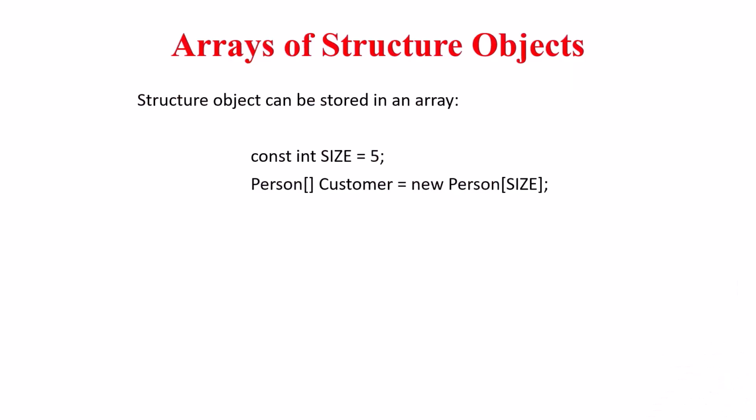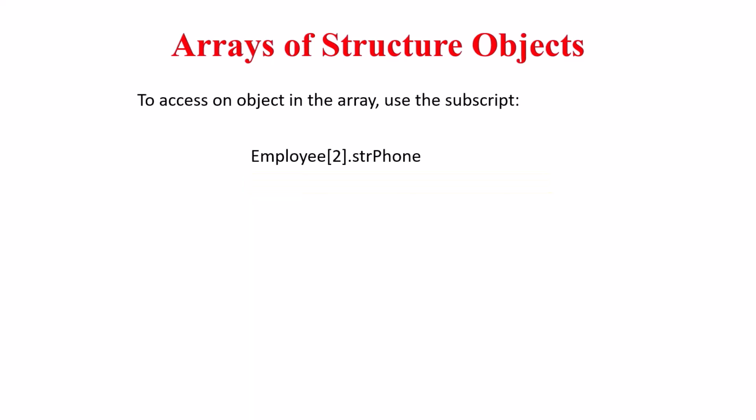Here we have an example of a constant integer size 5, and we're taking the person structure we created and creating a customer array, basically by saying person array, making customer equal new person with a size of 5, with 5 elements in the array. To access an object in the array, we'll use employee number 2 .str phone. This is going to get at 0, 1, 2, the third phone number in the employee array, and pull that out for us wherever we want to put it.